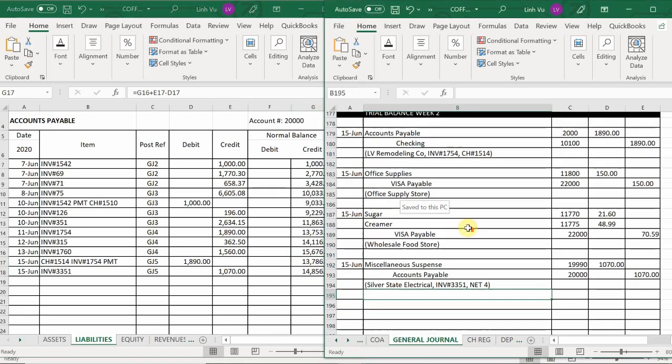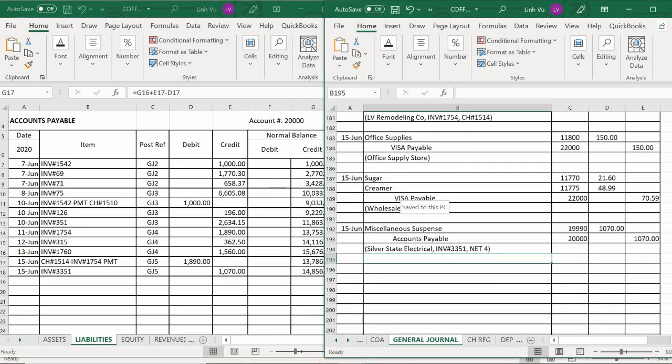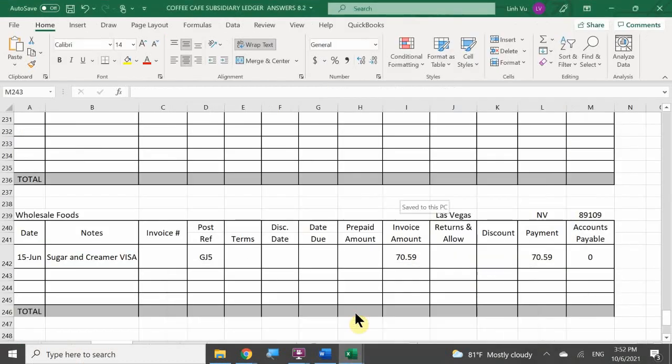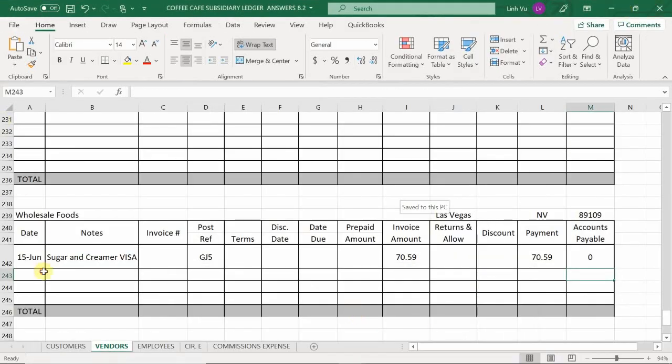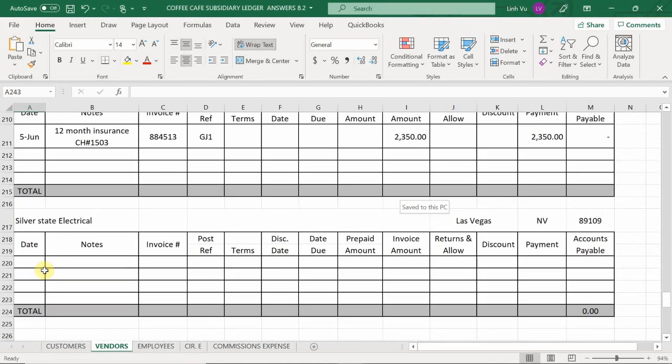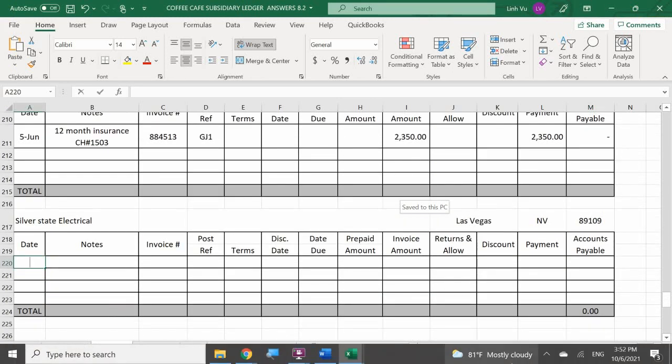Now we go into the subsidiary ledger. Silver State Electrical. Let's see. Here it is, Silver State Electrical. On the 15th, the invoice, we're going to write it. Okay, so what did we receive the bill for? For the wire, electrical wiring. Okay, for grinder.